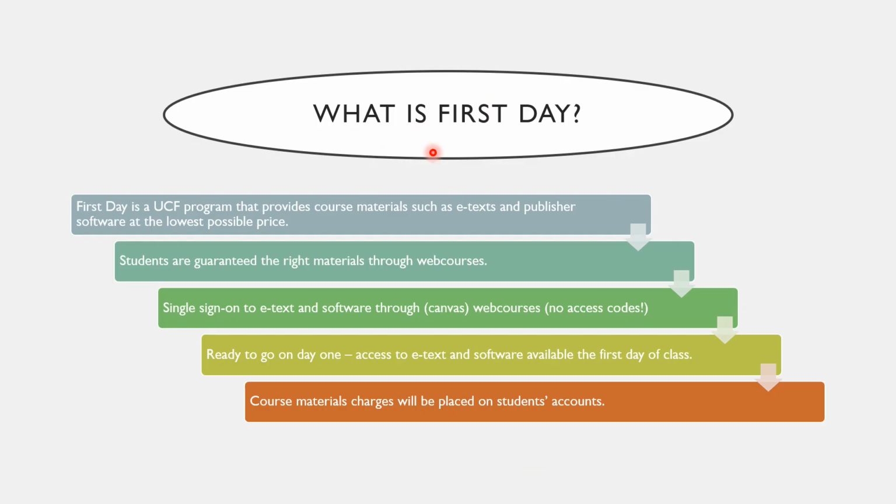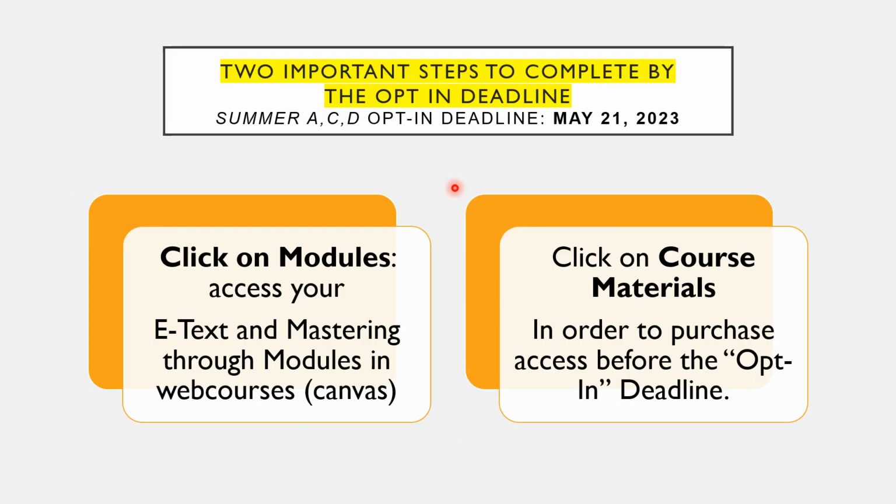This course is enrolled in the First Day program at UCF, and First Day is a great program that gives students easy access to the e-text and also publisher software at the lowest possible price. You'll be accessing the e-text and the software directly through web courses, so there's no need to buy an access code. If you decide to purchase the software, the course materials charges will be placed directly on your student account. Over the next couple of slides, I'll walk you through how you can access all of this.